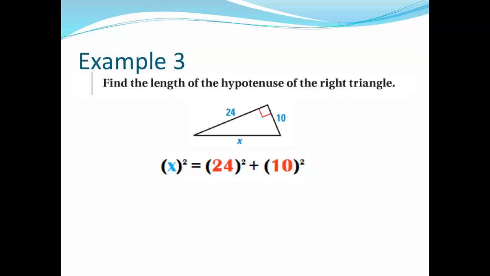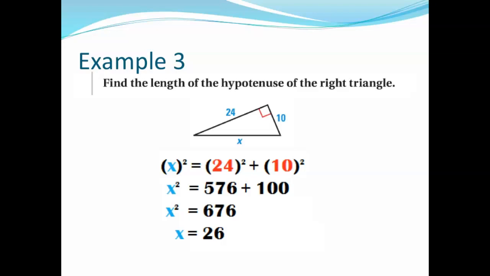24 squared plus 10 squared is 576 plus 100, which is equal to 676. Take the square root and we get x is equal to 26. So the length of the hypotenuse of this right triangle is 26.